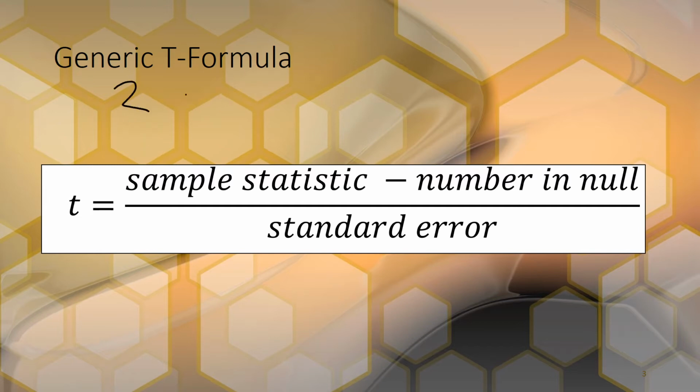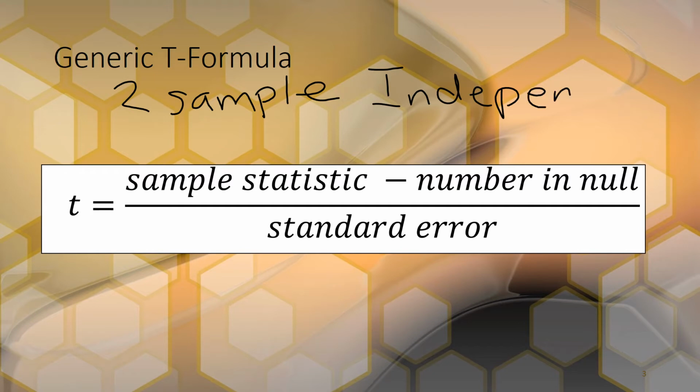For a 2 sample independent t-test, the sample statistic is going to be x bar 1 minus x bar 2. So it's a little bit different than the 1 sample, but not too much. We just have 2 separate sample means from 2 different groups, and we subtract them. And we're not pairing them because the 2 groups are independent of each other.